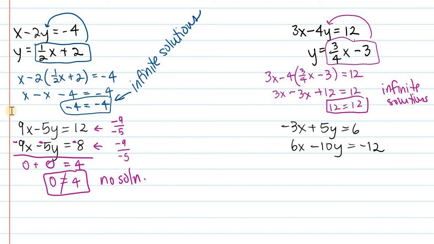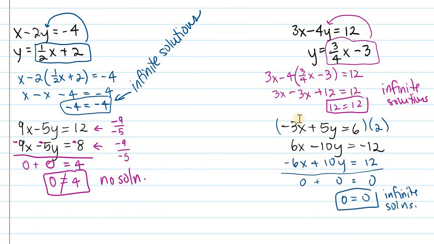Take a second, pause the video, and try the last example on your own. All right, if you completed this problem, hopefully you found that you got 0 equals 0. That's true. Therefore, we have infinite solutions. These lines are actually the same line, so they'd be lying on top of each other. So that means all of the coordinate pairs are the same between both lines, so infinite solutions.